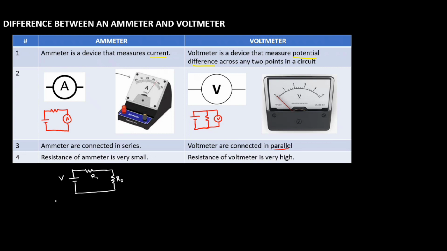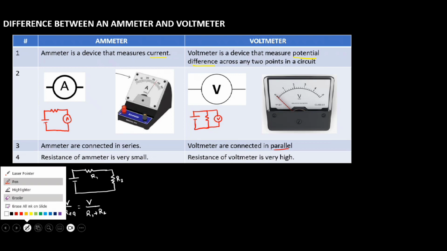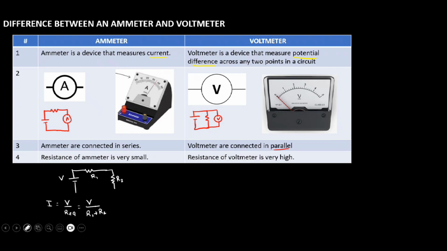The current in this circuit will be given by I equals V over the equivalent resistance, which will be V over R1 plus R2. If I have to measure the current in this circuit and I connect an ammeter, I will connect that ammeter in series with it. So let me connect an ammeter here.